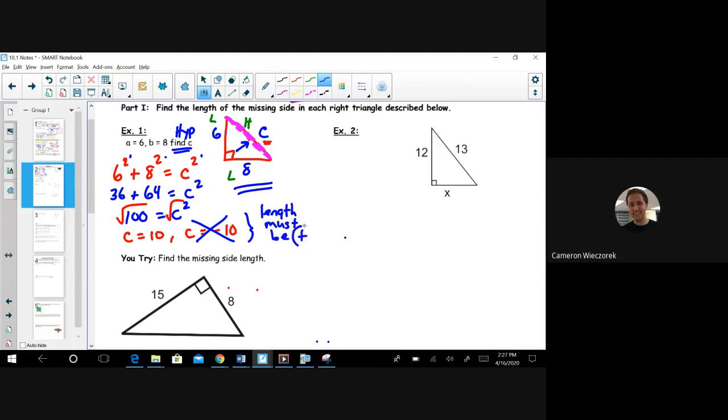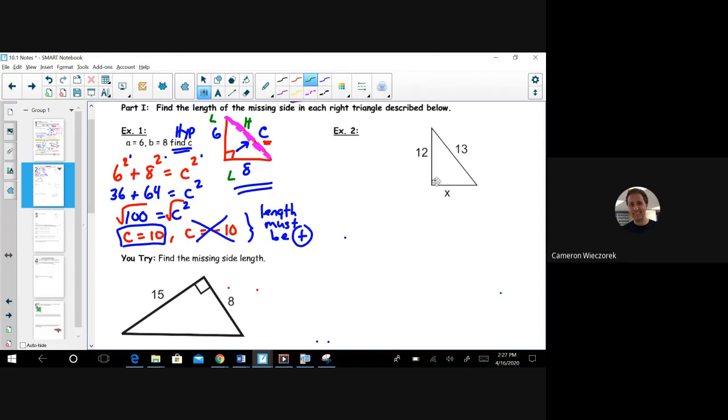That's the reason why I'm crossing that answer out. So throughout the rest of the section, I'm going to ignore the negative answer. I'm not even going to write it. But if it's not a geometry problem, make sure you're still using the plus or minus when you square root both sides.